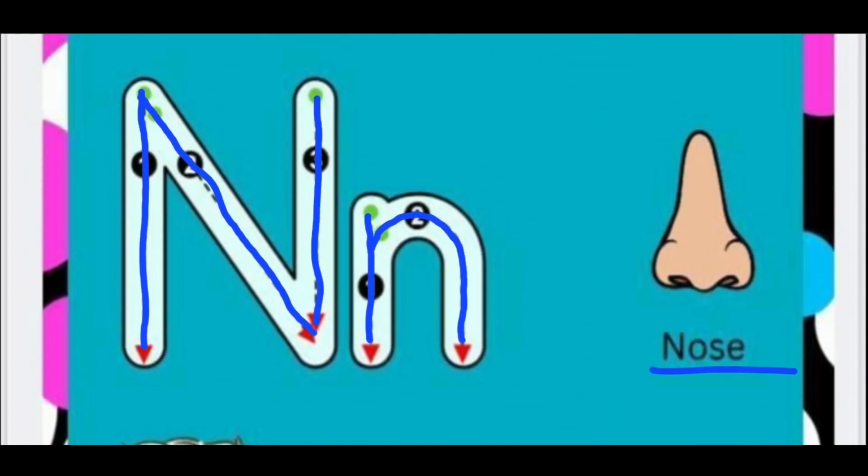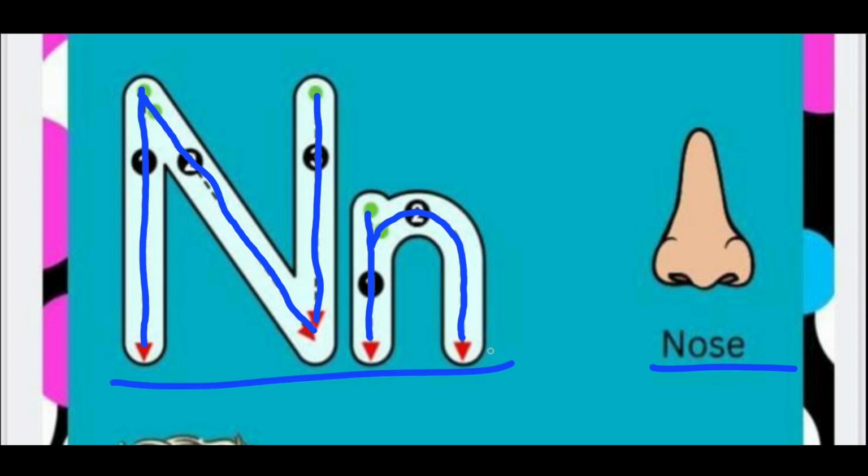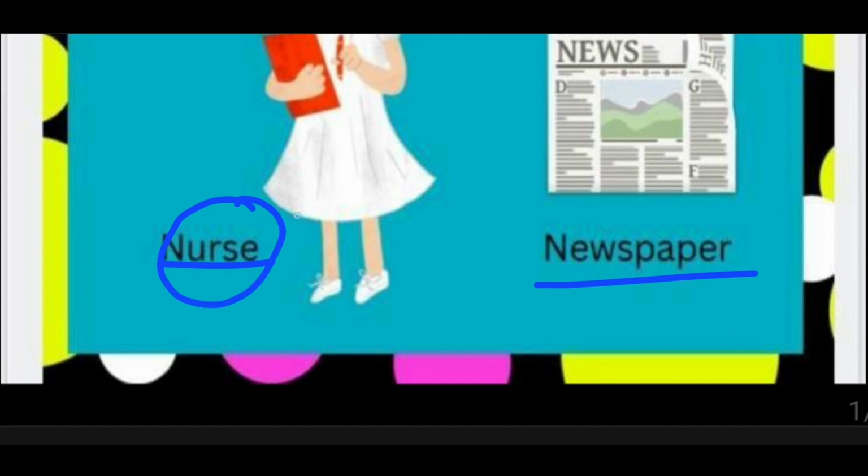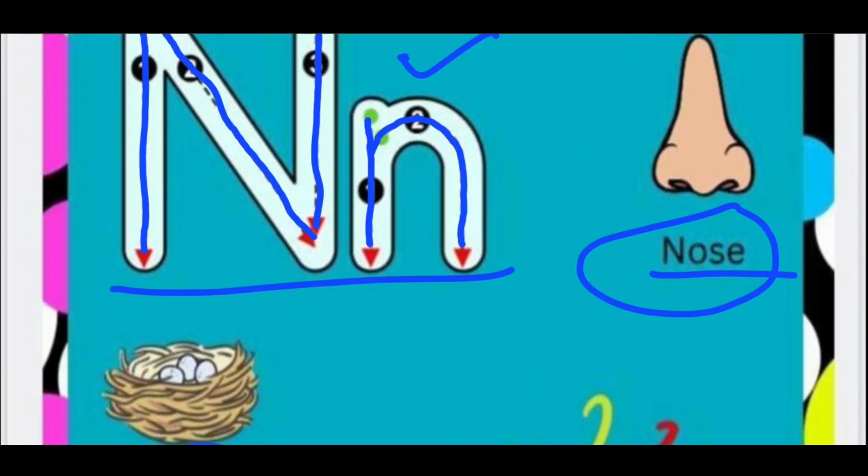Yalla. Again, I will repeat. N. This is capital N. Small n. Nose. Nest. Numbers. Nurse. Newspaper. Now I say the English and you say the Arabic.